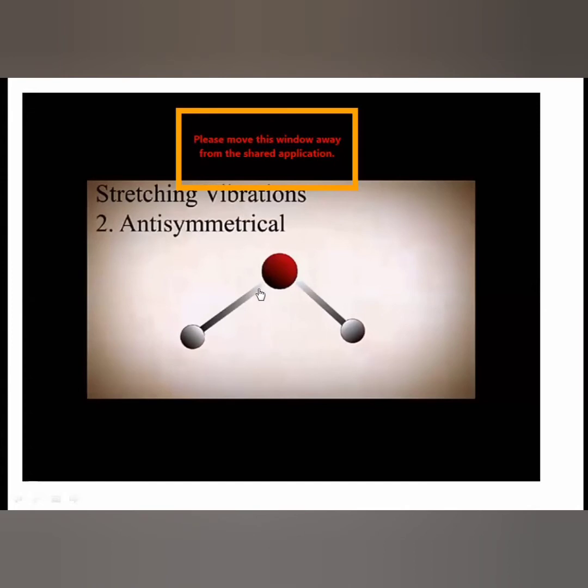This one is asymmetric. Here one elongates, one moves away from the central atom, the other moves towards it. But in the symmetrical, both simultaneously move away from the central atom and come closer to the central atom. That is known as symmetrical. Here this one moves away from the central atom, another comes closer to the central atom. That is asymmetric.